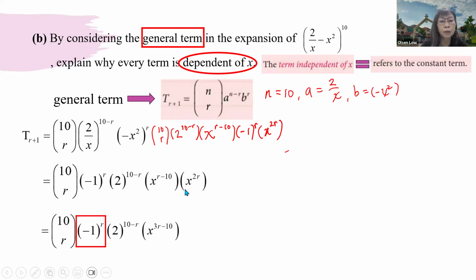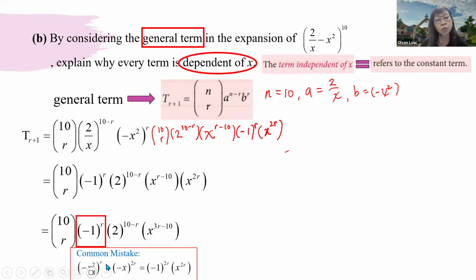All right, so the most common mistake for this question is that students usually make a mistake at negative 1 to the power of r. Some of the common mistakes that we see is like this. Students tend to just take out the index 2 and combine it together, then after that it's split. So do take note of this mistake as well. So this is incorrect.